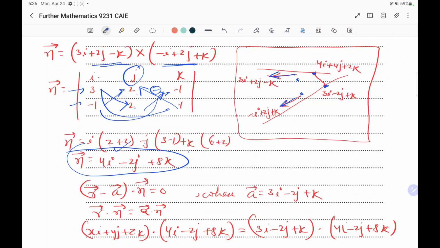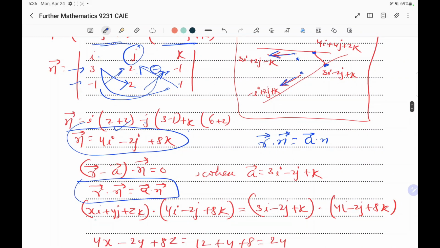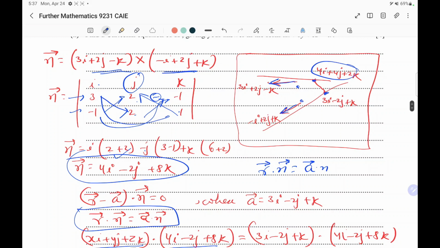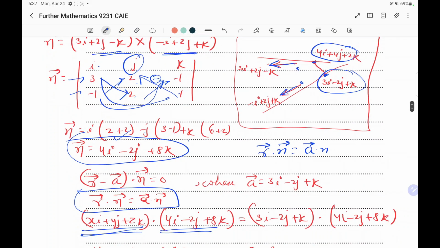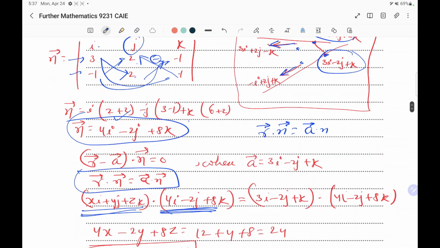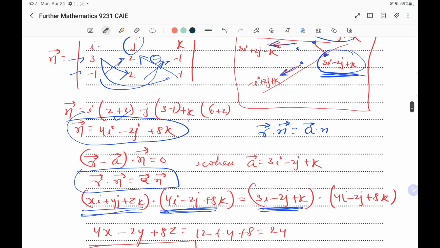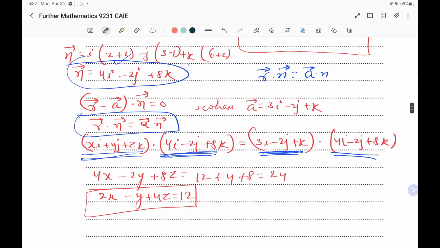Now the equation of the plane is r minus a dot n, or you can say r dot n equals a dot n. So r dot n, r is xi plus yj plus zk, and n we already found, 4i minus 2j plus 8k, and a is one of the points. Either you can say this point or this point, no problem, any point we have to consider. I have considered 3i minus 2j plus k. This is a, and n is 4i minus 2j plus 8k.